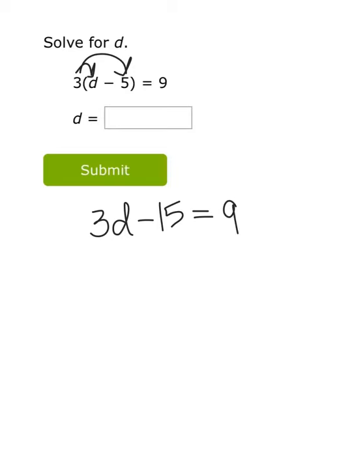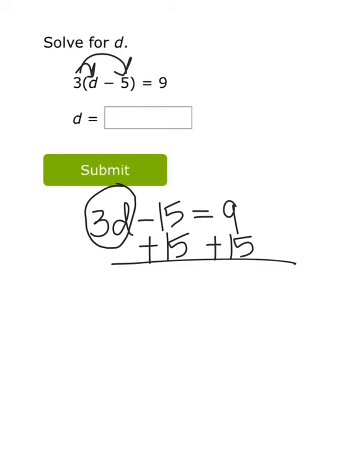And then I'm solving for d. So d is over here in this term being multiplied by 3. And I need to get that by itself. So I'm subtracting 15 from 3d. And I know the opposite of subtracting would be to add. So I need to add 15 to each side, because -15 plus 15 is 0. And that would leave me with 3d equals 24. Then I need to get d by itself.